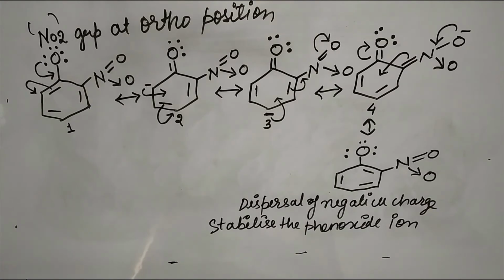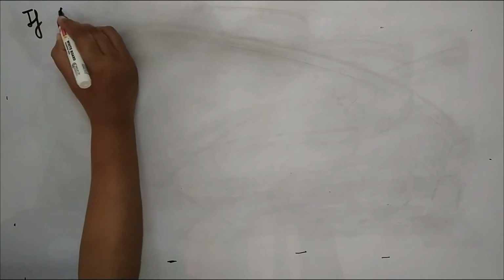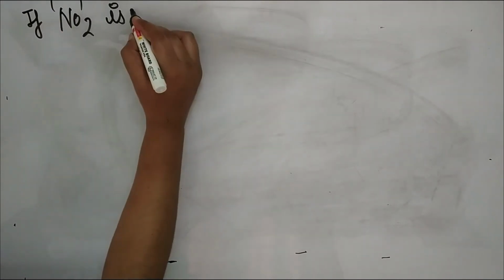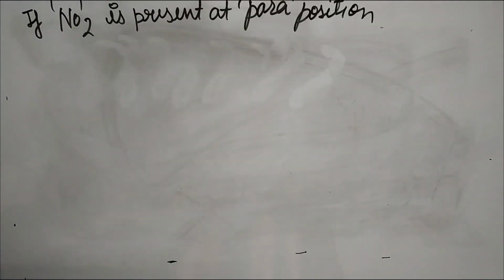So this is the first case where nitro group is present at ortho position, in which the delocalization of electrons takes place. So due to which the dispersal of negative charge occurs in the benzene ring. Now let's discuss the second condition, if nitro group is present at para position. So let's see how it will affect the resonating structure of phenoxide ion.